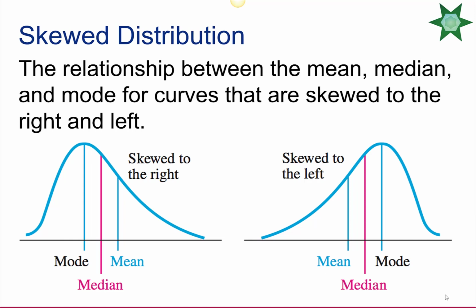So if you notice the one on the left side, the mode is the peak, the highest. The median's a little bit above that, and then the mean is being pulled toward the skew. Likewise, with the skew to the left, the mean's being pulled to the lower end.